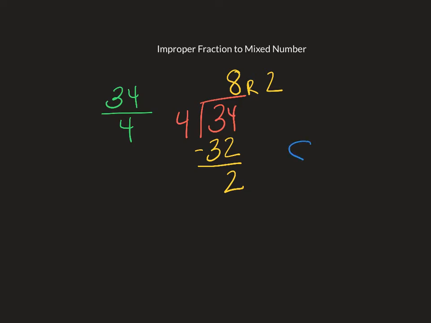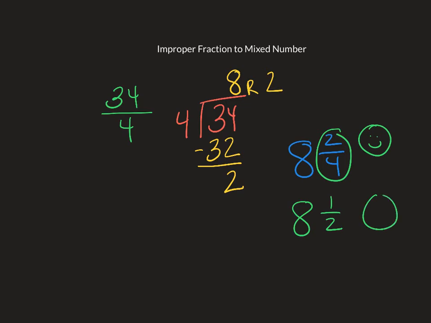You should have written 8 and 2/4. Now, if we wanted to get really particular about it, we could actually simplify or reduce 2/4 into what fraction? That's right, 1/2. So really, 8 and 1/2 would be the better answer, but I would have accepted either one, 8 and 2/4 or 8 and 1/2.